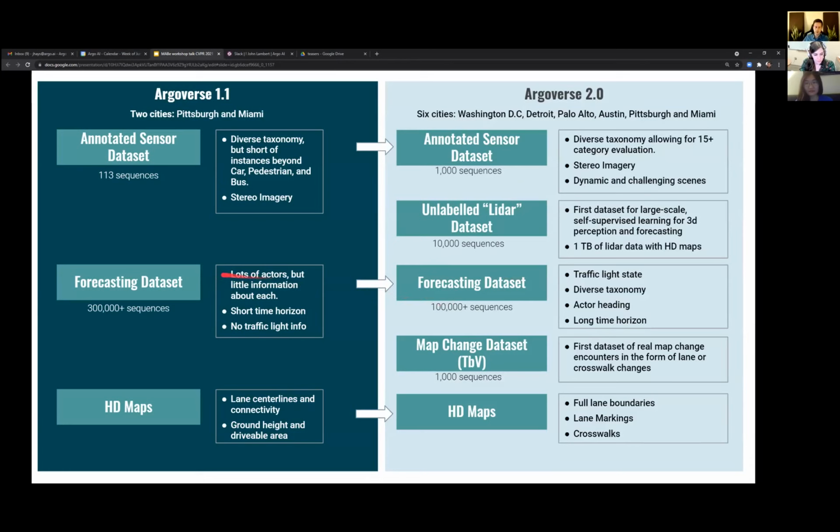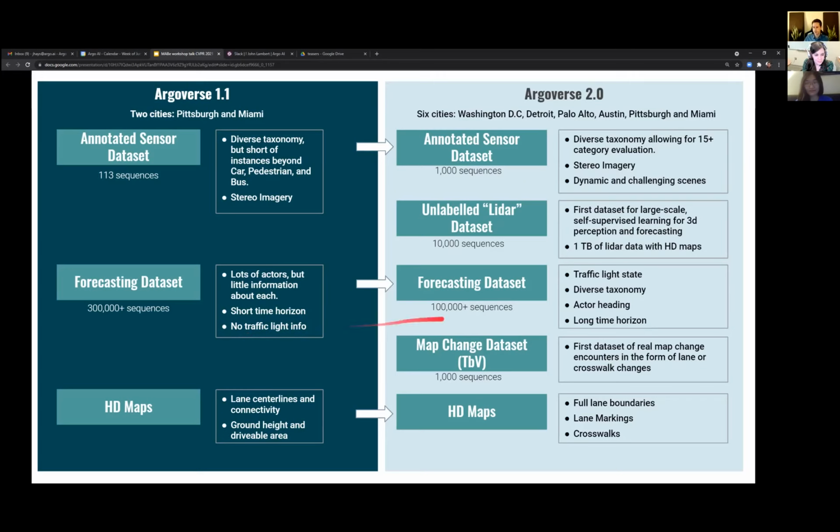So the forecasting data set, again, we've seen a lot of people using it, which is awesome, but it has some limitations. It has a lot of actors, but very little information about each actor, really just a centroid. The Argoverse 1 dataset does not identify the object category of an object in a scenario. So it could be a bicycle or a pedestrian or a vehicle. They're mostly vehicles. The time horizon's a little short. We've seen a lot of cool forecasting work that's looking at longer time horizons, and we want to support that. And things like traffic lights are not in the data set.